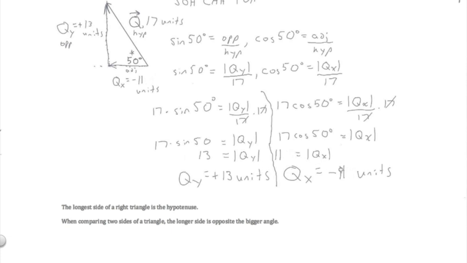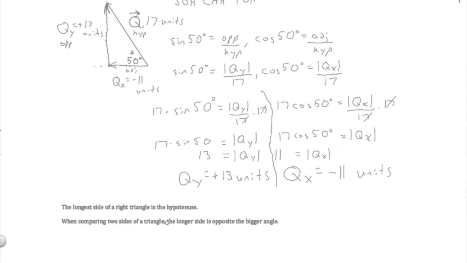Well, the first way to check that is to build those numbers back into the triangle. You should know that the longest side of a right triangle should be the hypotenuse. So these two numbers should have come out to be less than 17, and they did. If either of these numbers had come out to be bigger than 17, then we would know that we had made a mistake.